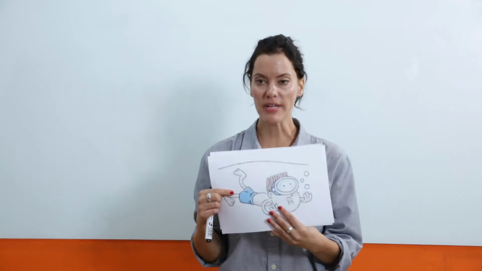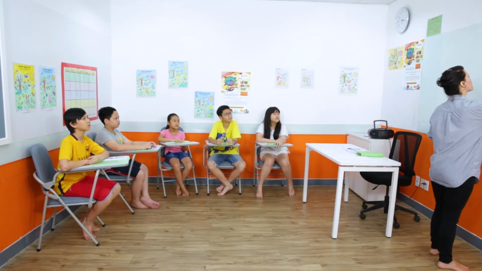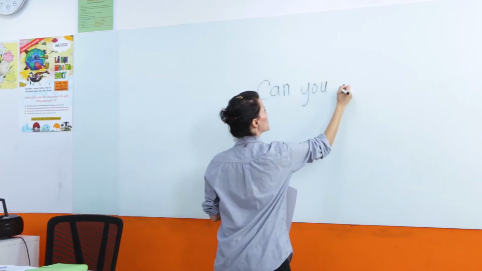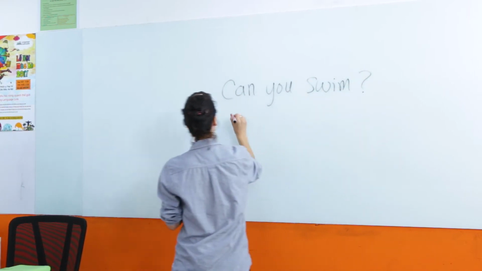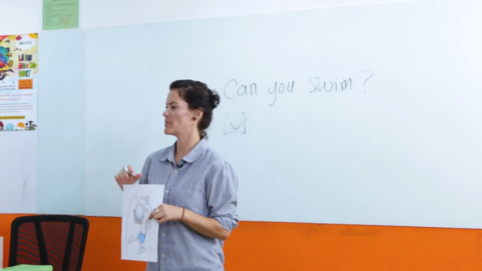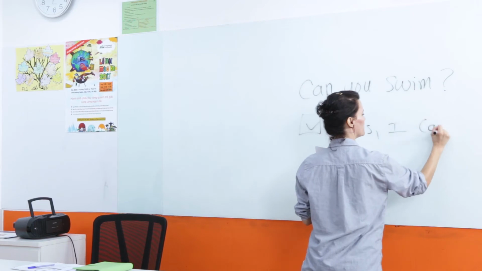Okay, so who can tell me what is the question for this picture? Thomas, what is the question that goes with this picture? Can you swim? Very good. The question is, can you swim? Okay, so if I wrote this mark right here, what would that answer be? Raising hands, who can tell me? Oh, Julia, what would that answer be? Yes, I can. Very good. It is yes, I can.